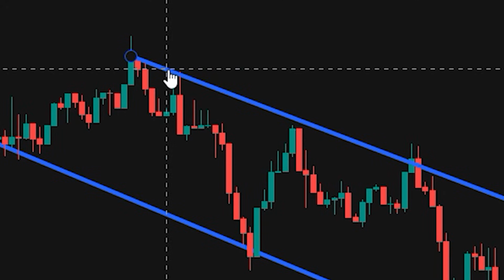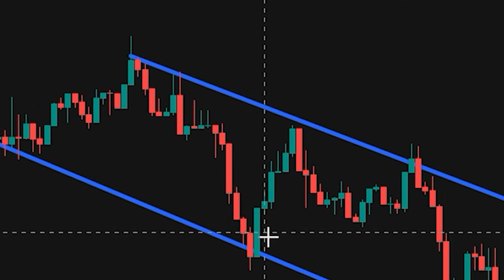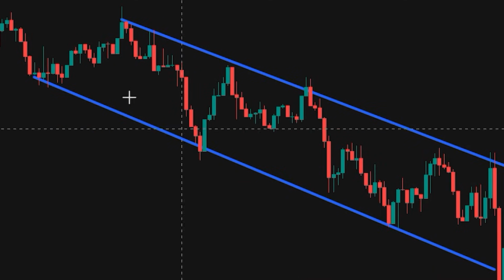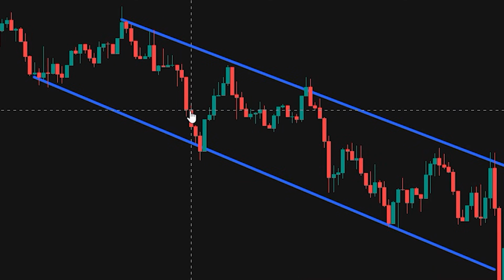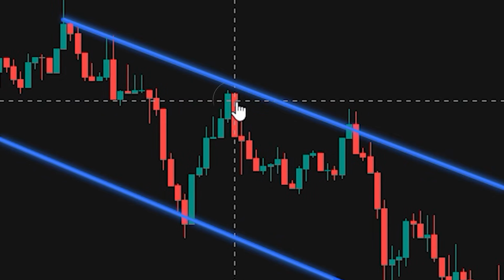Here we could already build a channel. We have 1, 2, 3 points from the top and 1, 2 dots at the bottom. We followed all the rules. Further, being at this point, we wait for the chart to approach one of these lines and wait for a rebound at this moment.